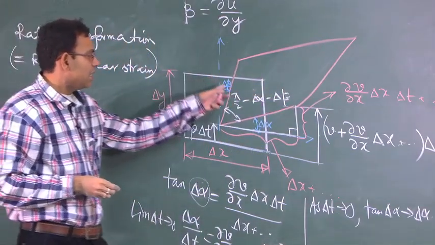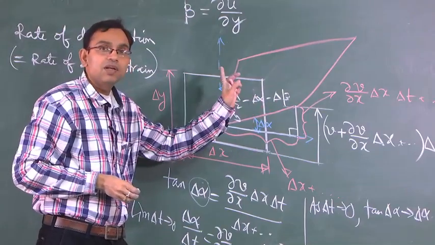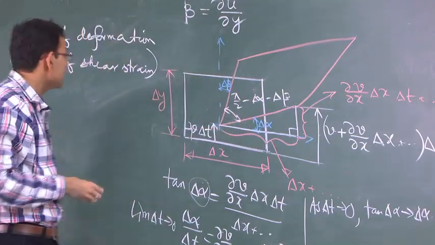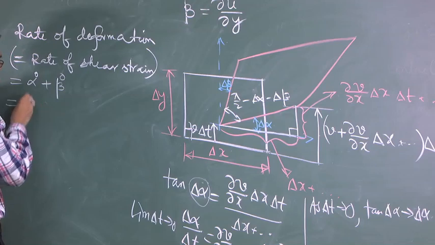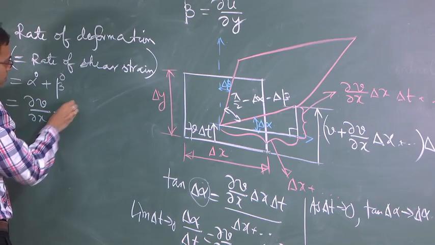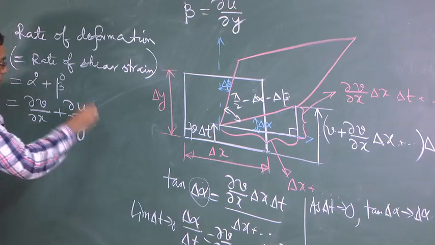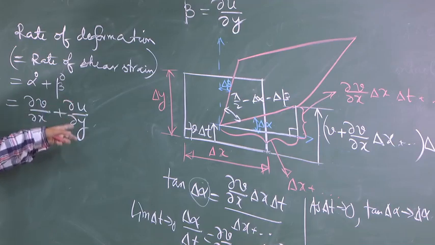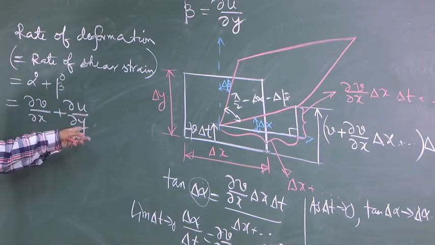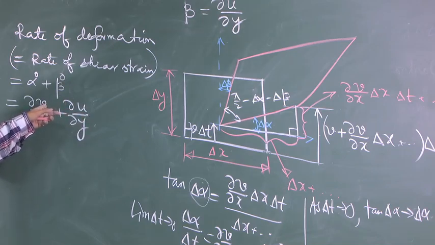So, what is the change in angle between these two? Delta alpha plus delta beta. What is the rate of change of that? That is alpha dot plus beta dot. So, that is del V del x plus del U del y. For a flow where V is not there, the rate of deformation is simply del U del y. That is how in Newton's law of viscosity, that you have learnt in a first level course of fluid mechanics, the shear stress will be related to del U del y for a case where there is no V, otherwise it is a combination of these two.